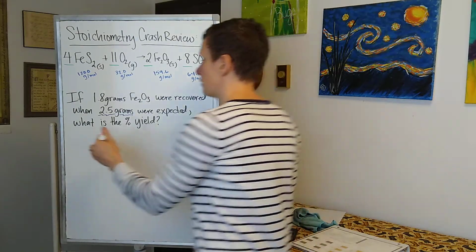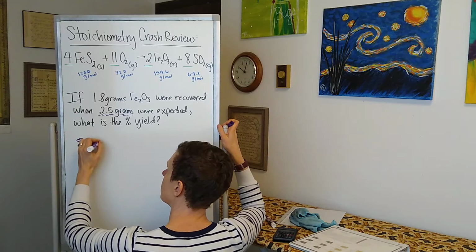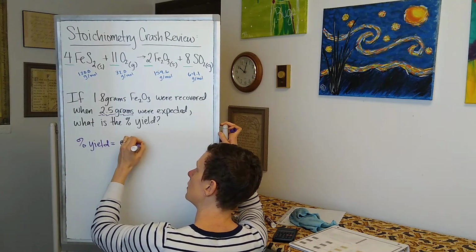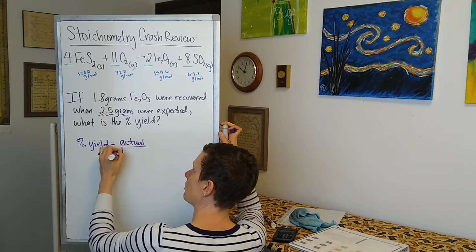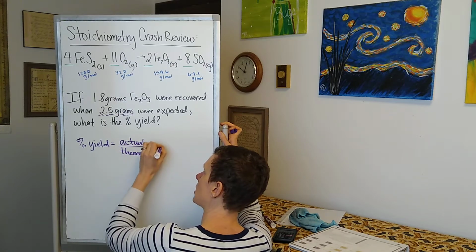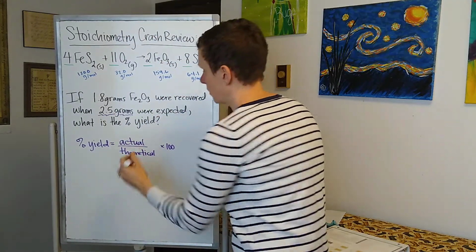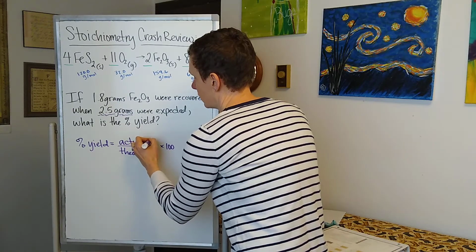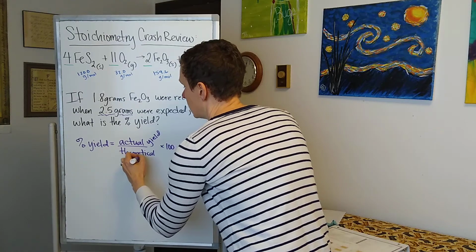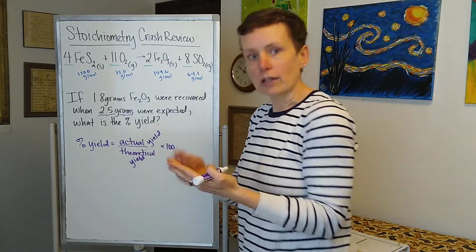Now, percent yield has a formula. This is in your textbook. Percent yield equals actual over theoretical times 100, okay? Actual yield, if you want to add in the word yield here, over theoretical yield times 100, okay? Now, actual yield, that's what you actually recovered.